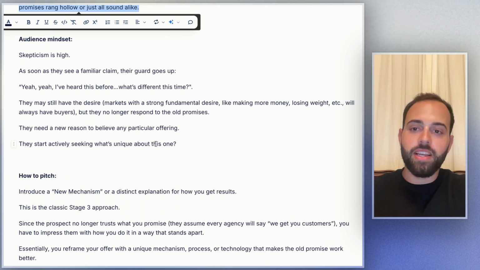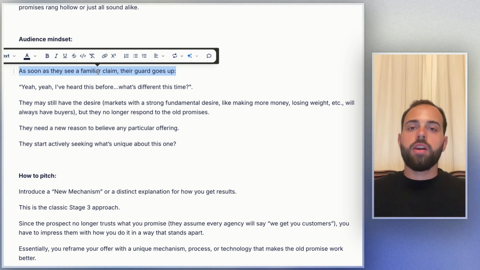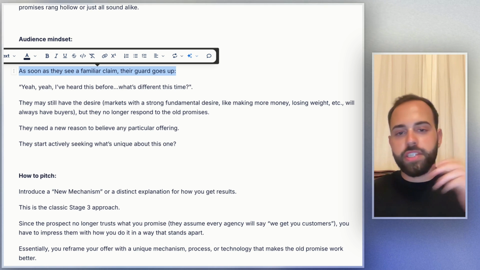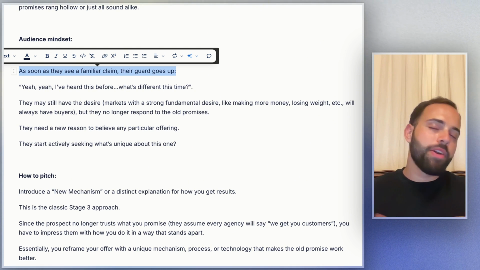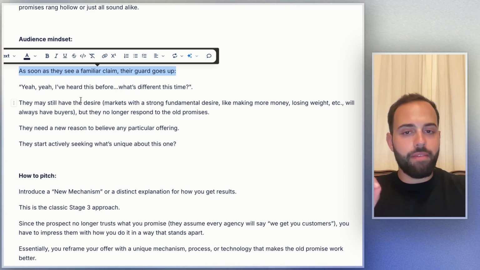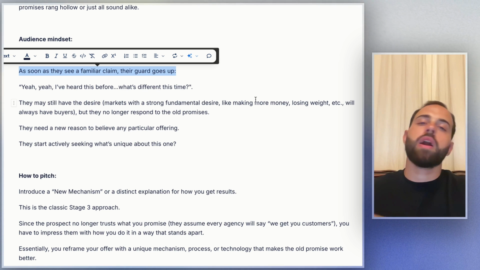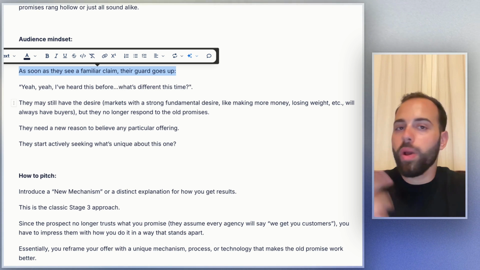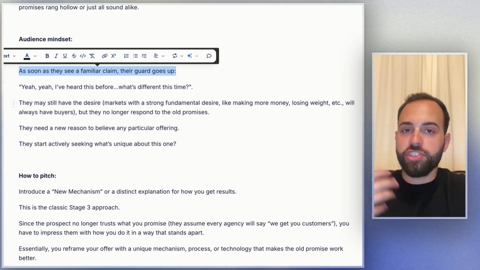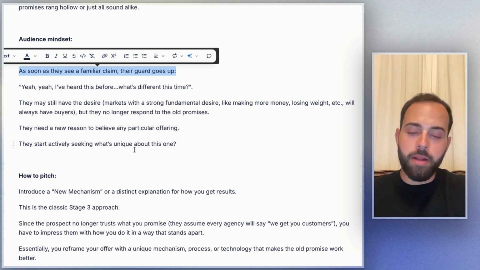So in this case, skepticism is extremely high. As soon as they see a familiar claim, their guard just goes right up. Yep, I've seen this before. What's different this time? How are you different to all those other people who pitch the same thing every single day? Now, they may still have the desire, especially if you're in a market with a strong fundamental desire, like making more money, losing weight, etc. You're always going to have buyers, but they no longer respond to the same old promises. They now need a new reason to believe any particular offering. So they start actively seeking what's unique about this person or this business.